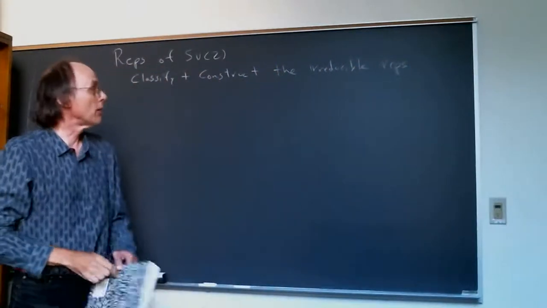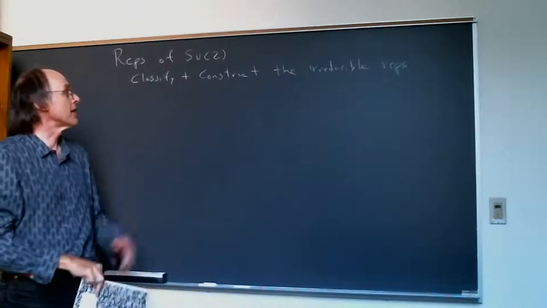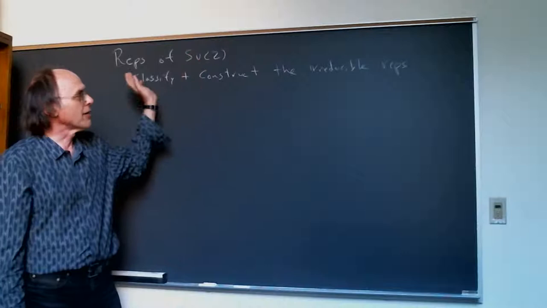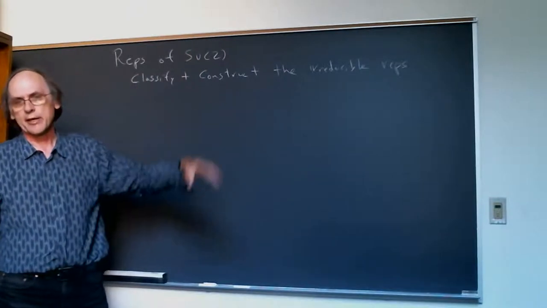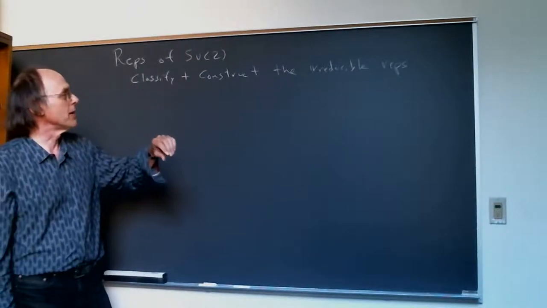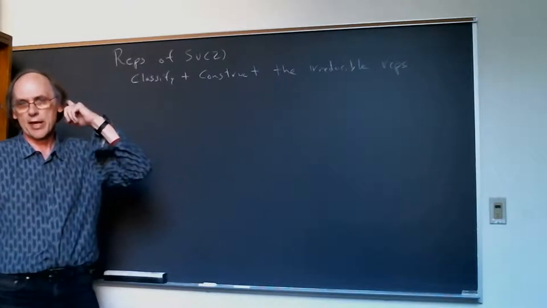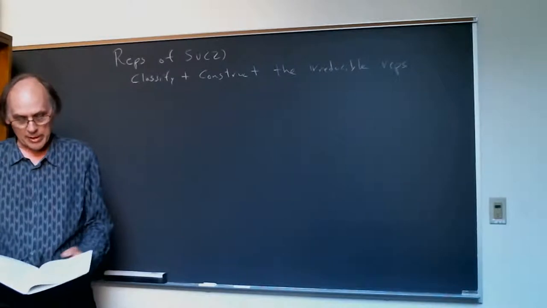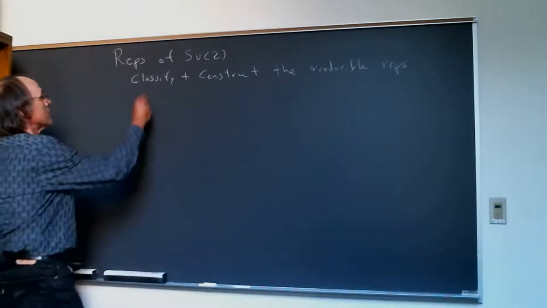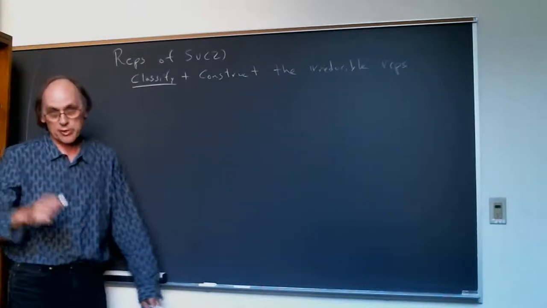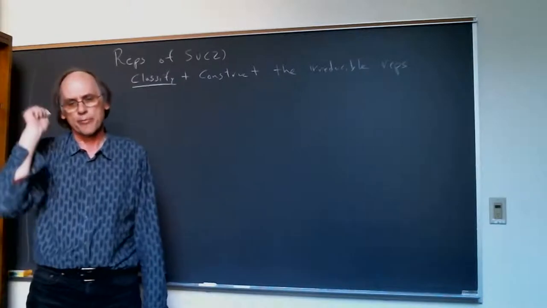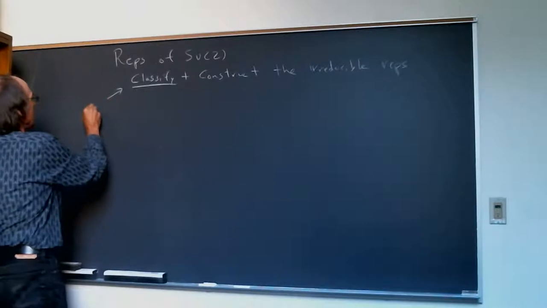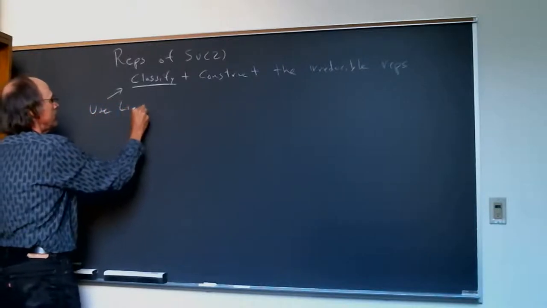And if you've had some physics, you may have already seen the answer. These things are given by a non-negative integer, and they're called the spin n over 2 representations, for n some non-negative integer. And they have dimension n plus 1. But the first part of this is to classify. So the first part of the argument is to use the Lie algebra.